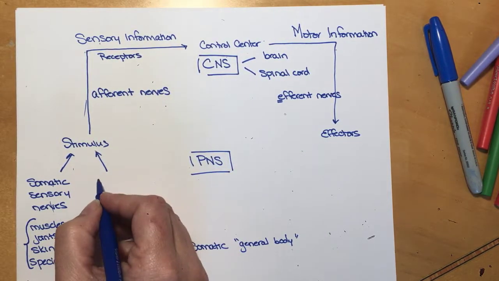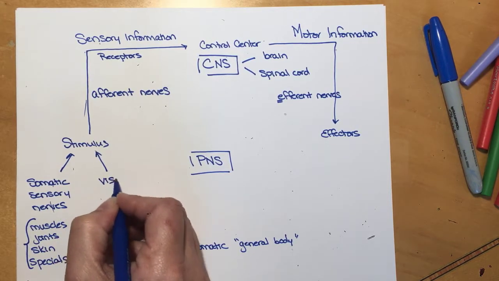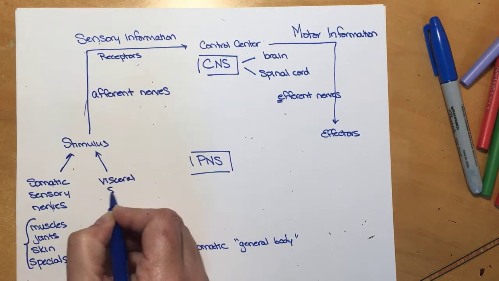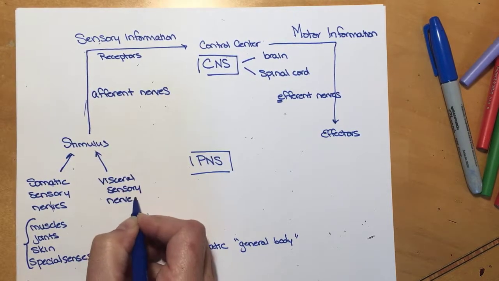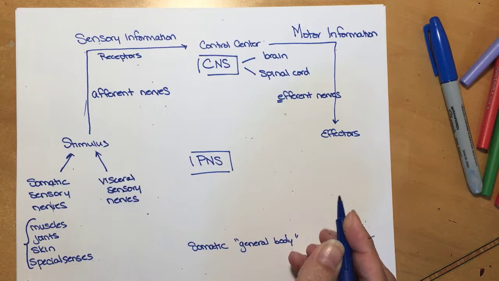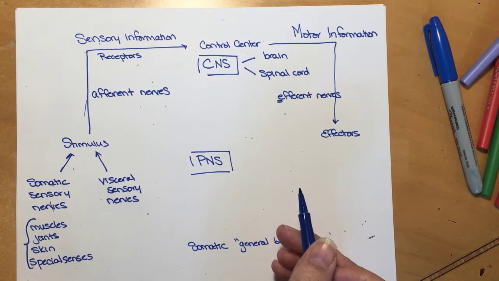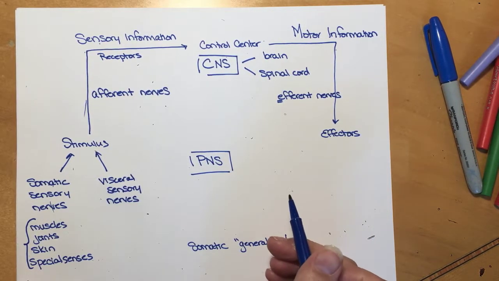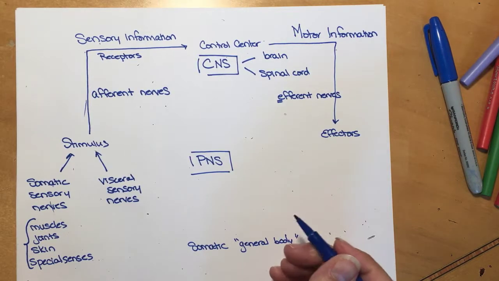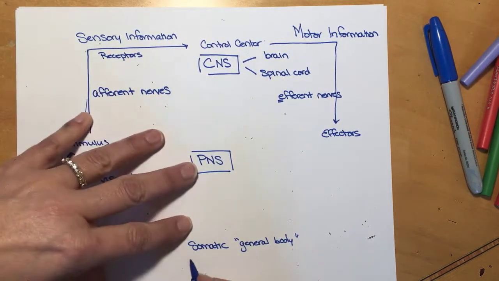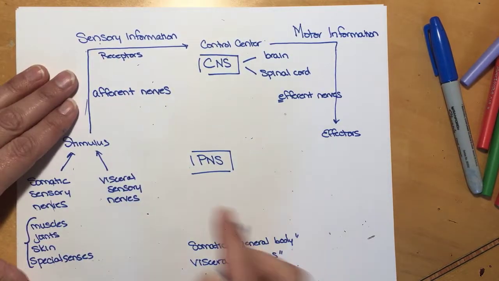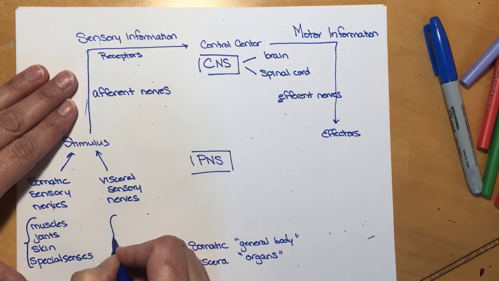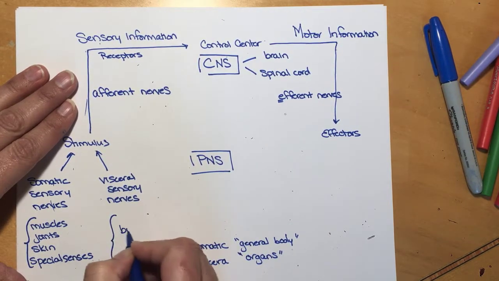Now we also have something called the visceral sensory nerves. And we've seen the word visceral before when we talked about serous membrane. Remember, we talked about parietal and visceral serous membranes. So visceral, or viscera, means organs. So this is information that's coming in from your body organs.